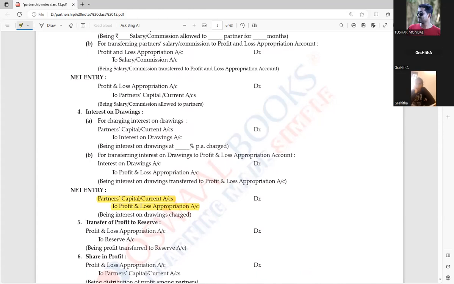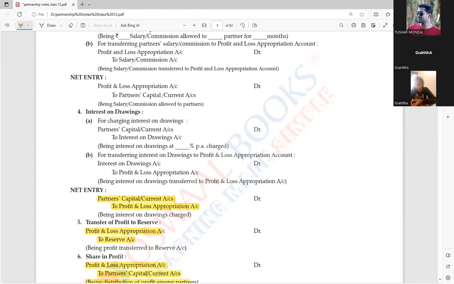Next one is, here, all are profit and loss appropriation account debit to reserve account. You have seen that side. Now share of profit, again profit and loss appropriation account debit to partners capital account. Don't take stress on these things. This point I will tell again.